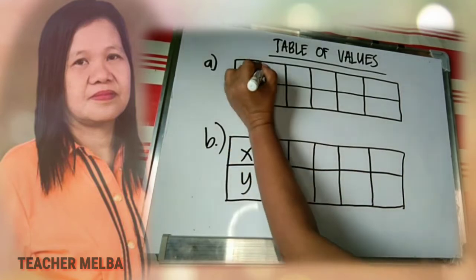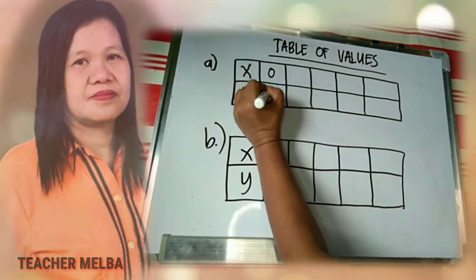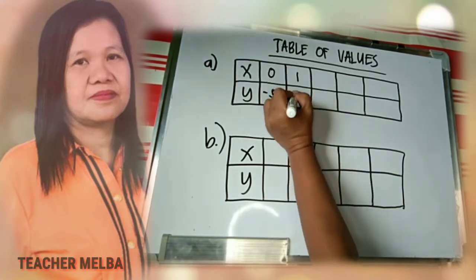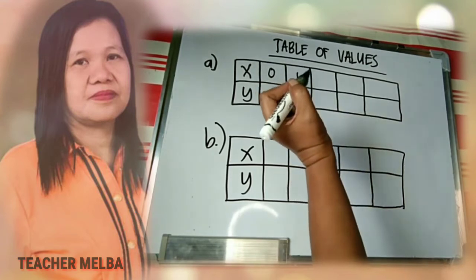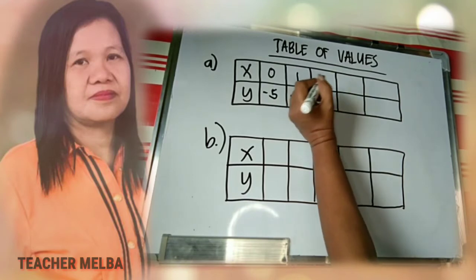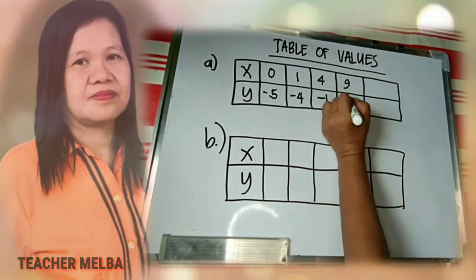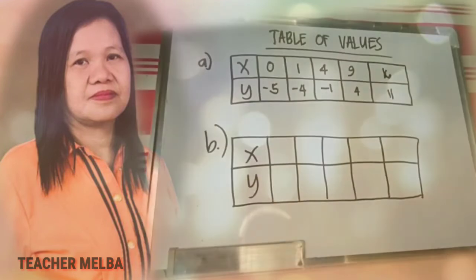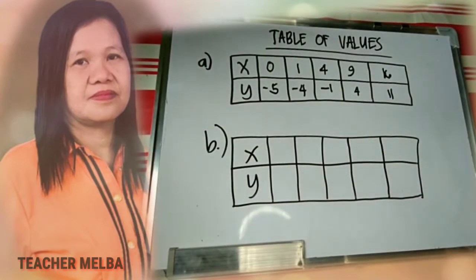For x, we have 0 and y is negative 5. 1, negative 4. Then, 4, negative 1. 9, 4, 16, 11. Table A is a function because there is no first element x that is paired repeatedly with the second element y.